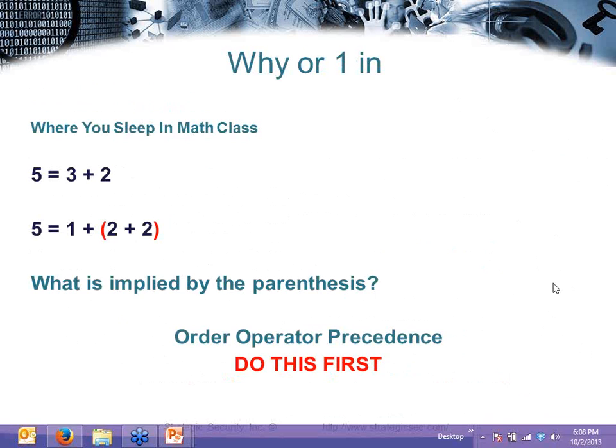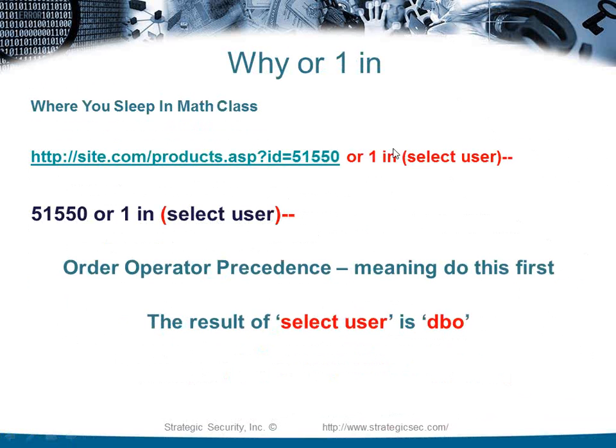The parentheses let you know what you need to do first. So the 2 plus 2 is what needs to be done first. So here, what's in the parentheses is the select user statement. The select user statement is going to be executed first. Right, good job, Hitachi. Yeah, you're right. The select user statement is what's going to be executed first. Now, the result of the select user statement is DBO. So select user, DBO, database owner, right?